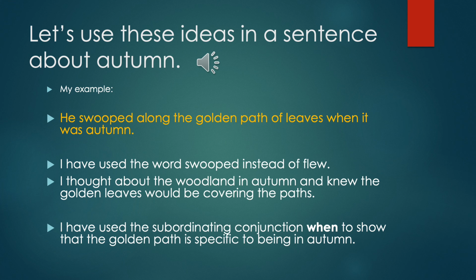But then I'm going to need to use the word when because the golden path of leaves wouldn't be like that all year round. You've got to think carefully about the specific time of autumn, which is why you need to use a subordinating conjunction when. He swooped along the garden path of leaves when it was autumn. Okay? In the context of another sentence, Miss Gutteridge brushed her teeth when she was getting ready for bed. So I did that at that specific time.